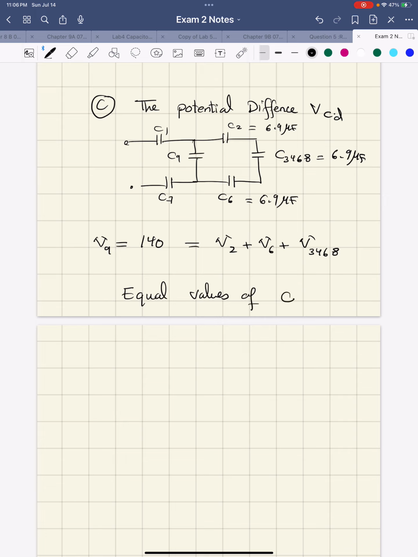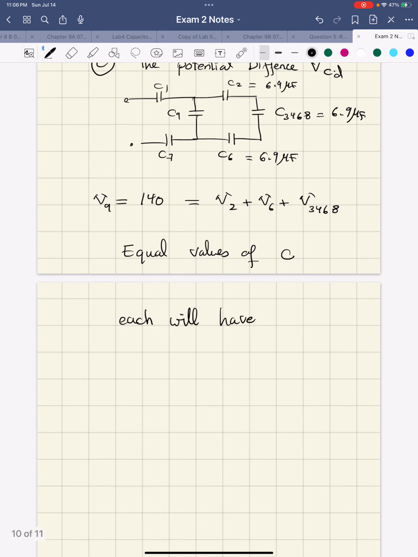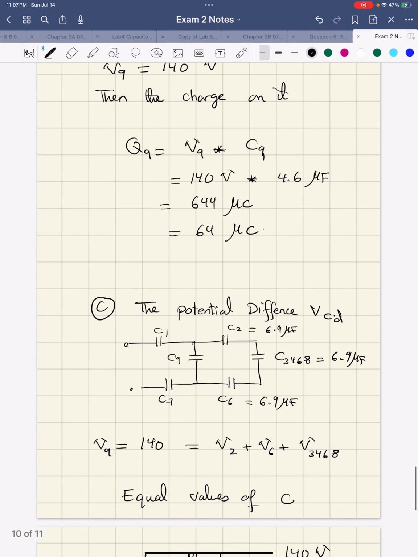Then equal values of C means each will have 140 volts divided by 3, which is 46.7 volts, which is 47 volts. Then this is an example that I wish is gonna show you how to do these types of circuits. Thank you.